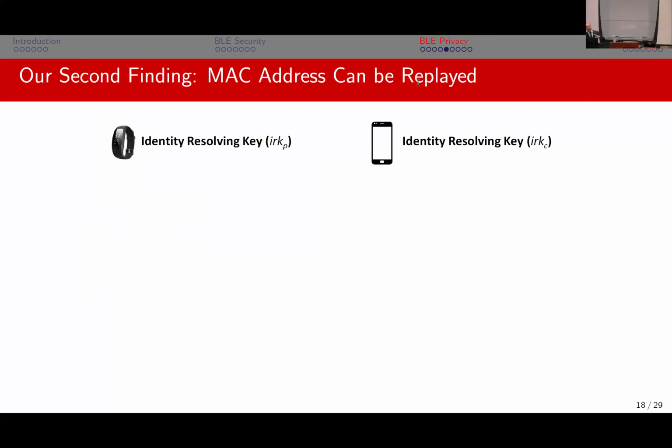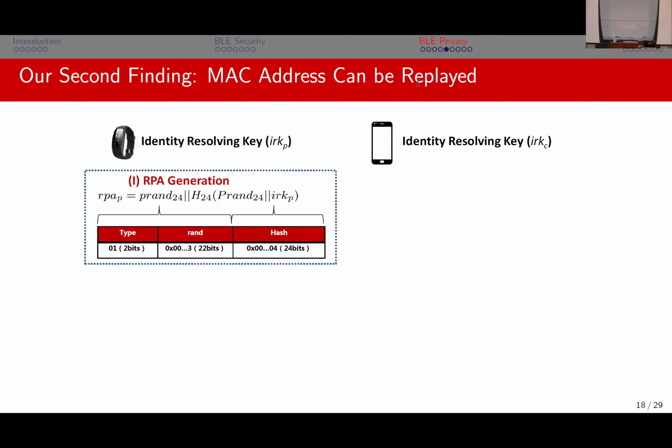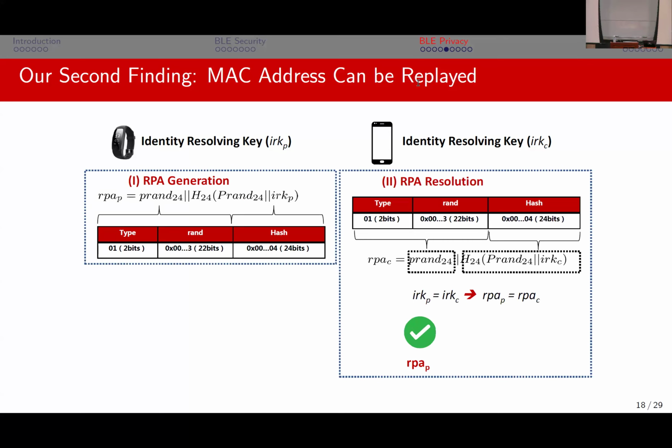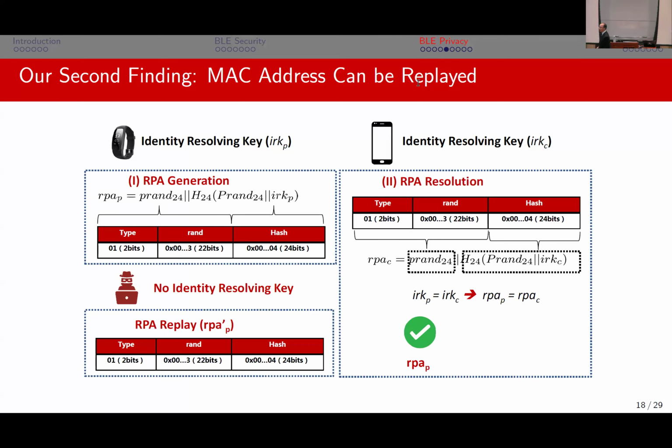So first, we can use the allow list to break the MAC address. The second finding: remember the MAC address generation I talked about? This was designed in 2010, and basically they use HMAC, a very simple algorithm, and we still use that. If you look at this very carefully, I can replay it. There's nothing preventing replay.